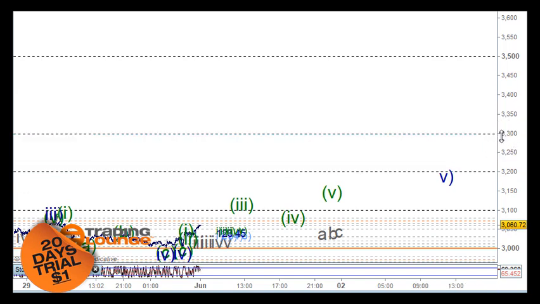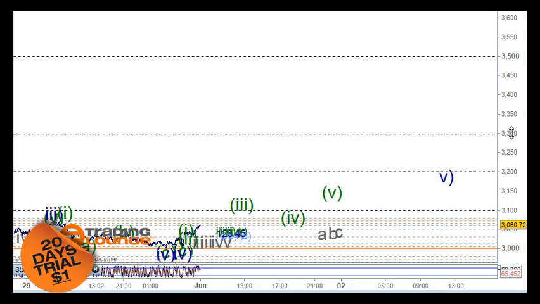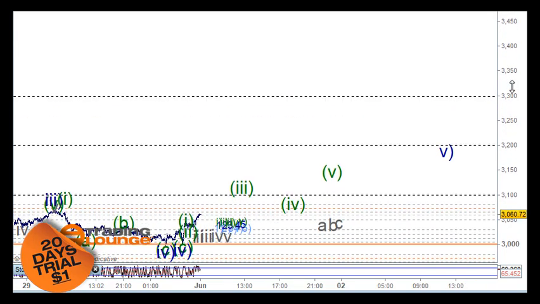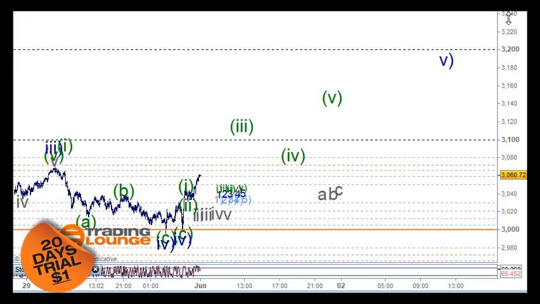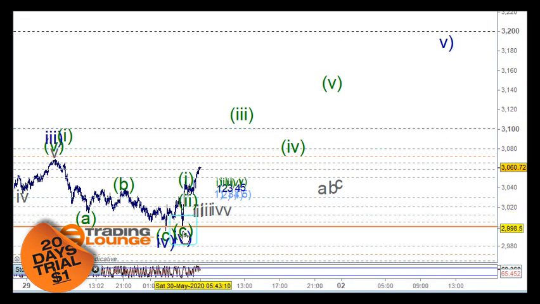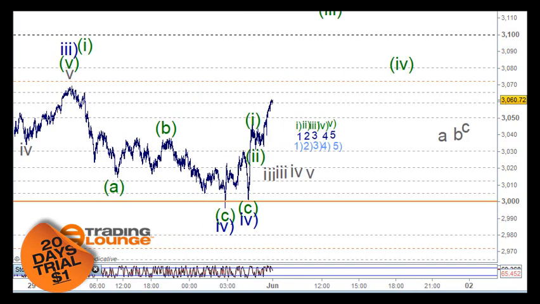But we'll talk about this again. But support here, that means we get support here, that means we're taking out the top of the market way back over here somewhere. So that's an important little number here. But for the meantime, our conservative count to the upside, just counting 5 waves, will be 1 and 2 and 3 and 4 and 5 coming up into this space here.